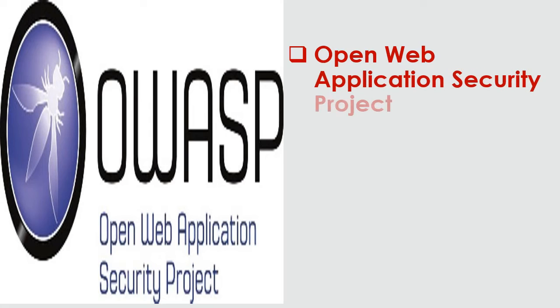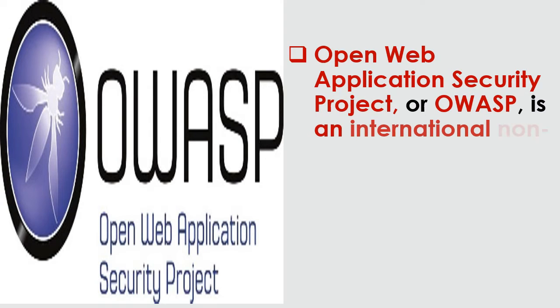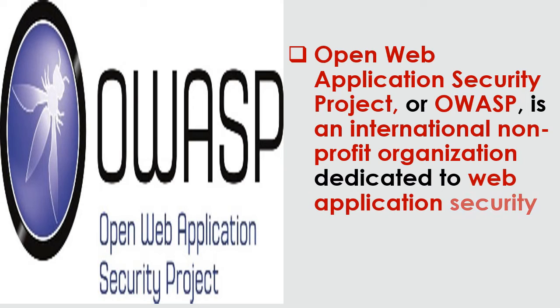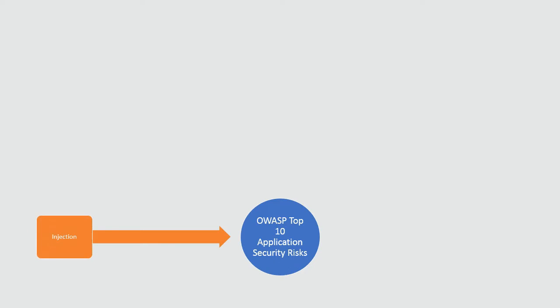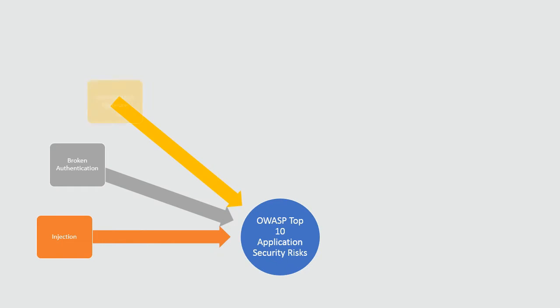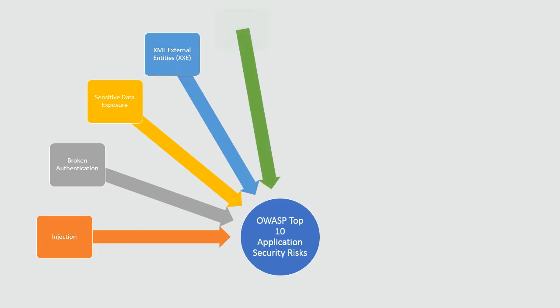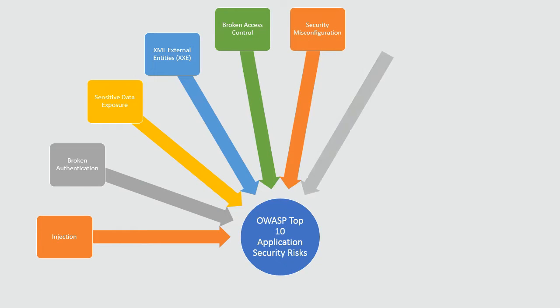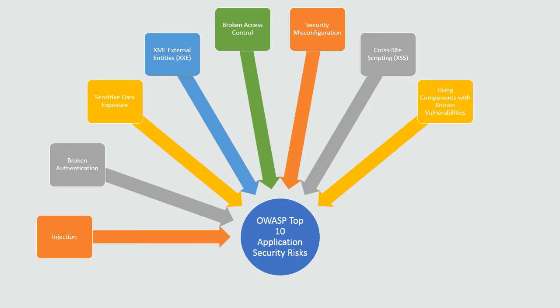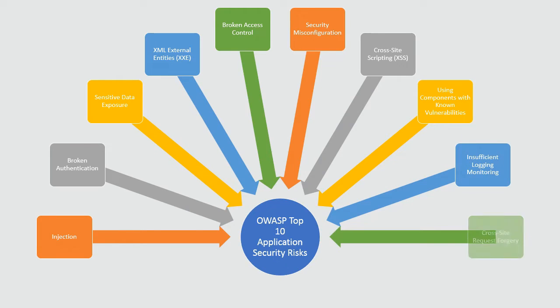Open Web Application Security Project, or OWASP, is an international non-profit organization dedicated to web application security. OWASP Top 10 Application Security Risks are: injection, broken authentication, sensitive data exposure, XML external entities, XXE, broken access control, security misconfiguration, cross-site scripting, using components with known vulnerabilities, insufficient logging and monitoring, cross-site request forgery.